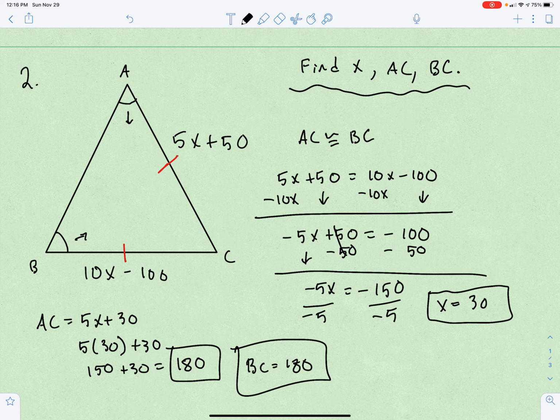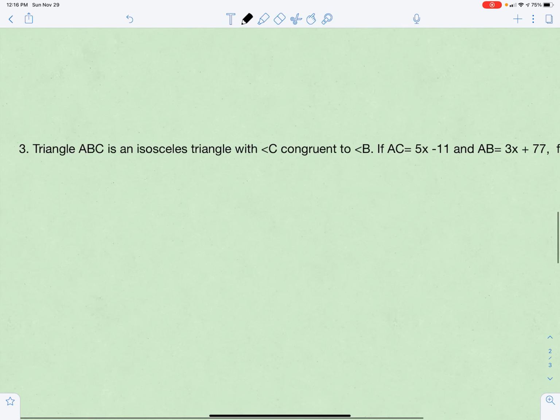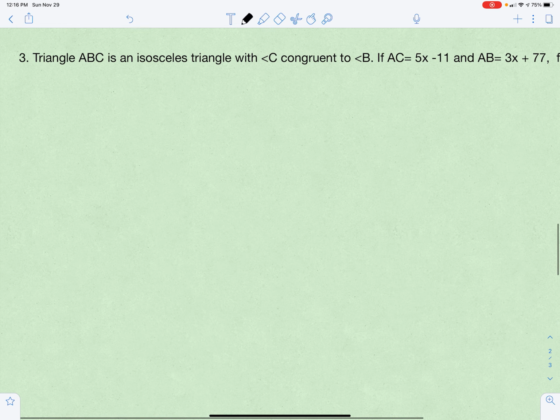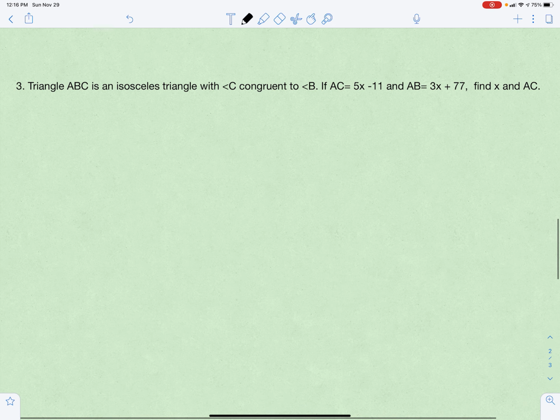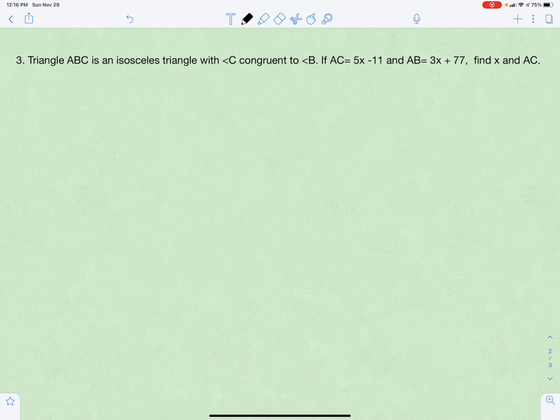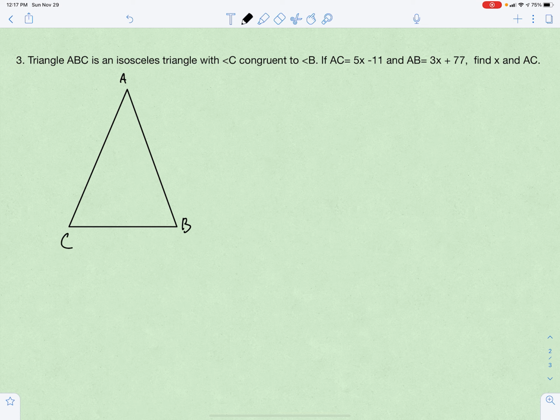All right, so the next thing I'm going to go to is number 3, which is triangle ABC is an isosceles triangle with C congruent to B. If AC is equal to 5x minus 11 and AB is equal to 3x plus 77, find x and AC. So it's a lot of words. We know we're going to have to draw a picture. It tells us that ABC is an isosceles triangle and that C is congruent to B. So if I draw my arrows, I know that this side has to be congruent to this side, so that's good to know.